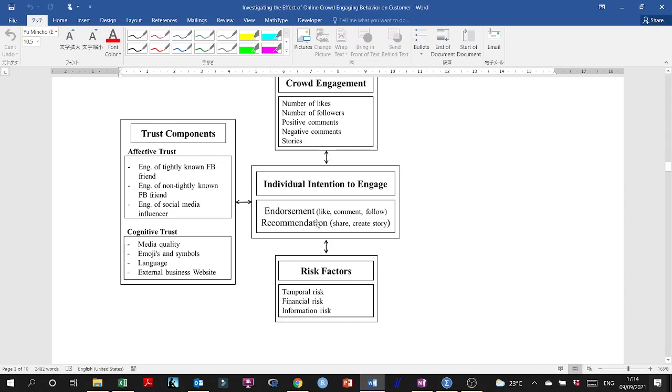This is the latent variable that we are very much interested in studying, and this is the latent variable crowd engagement, and the latent variable risk factor. But in fact, we also have a latent variable as trust, and we are thinking of separating the trust into affective trust and cognitive trust. So my expectation is to get 5 latent variables, or 5 different factors, as a result of factor analysis, if I feed into the SPSS software all the indicator variables that I tested.